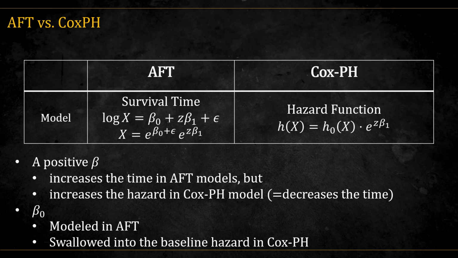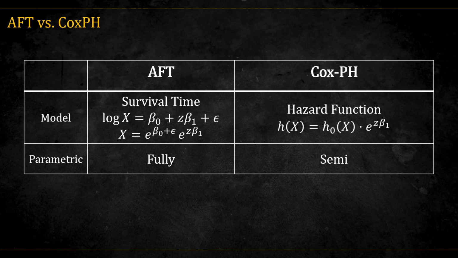A direct consequence to this way of modeling is that a positive beta in AFT means we increase the survival time, while a positive beta in CoxPH means we increase the hazard, which corresponds to decreasing the time. So the interpretation of the coefficients must be accounted for. Also note that beta 0, the intercept term, is modeled in AFT but is swallowed into the baseline hazard in CoxPH. The second biggest difference is the type of modeling that we do in each regression.